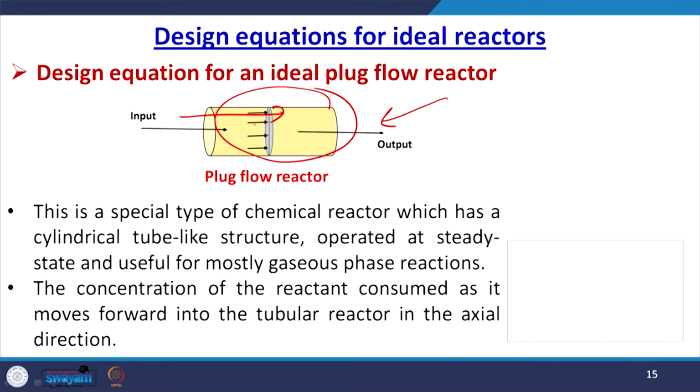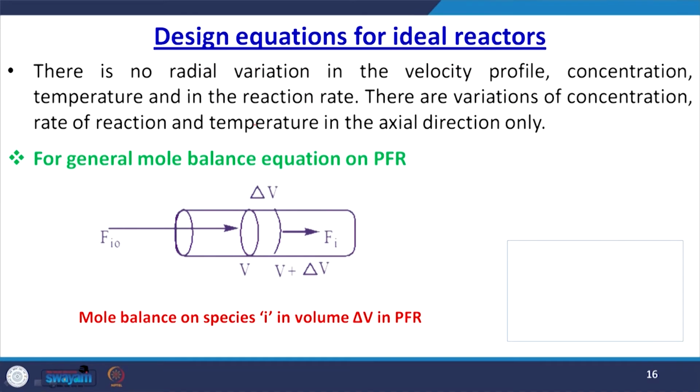Now the concentration of the reactant is consumed as it moves forward in the tubular reactor in the axial direction. There is no radial variation in the velocity profile, concentration, temperature, or the reaction rate. There is variation in concentration, rate of reaction and temperature in the axial direction only. If you see, this is the typical anatomy of the general mole balance equation of a PFR.